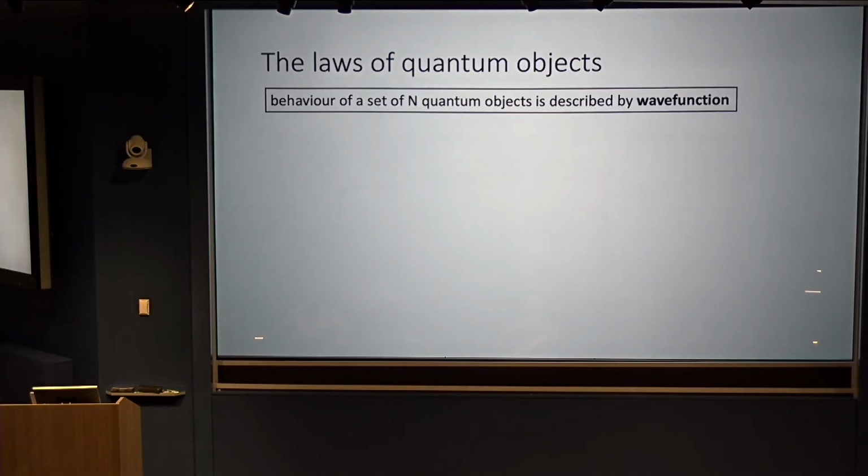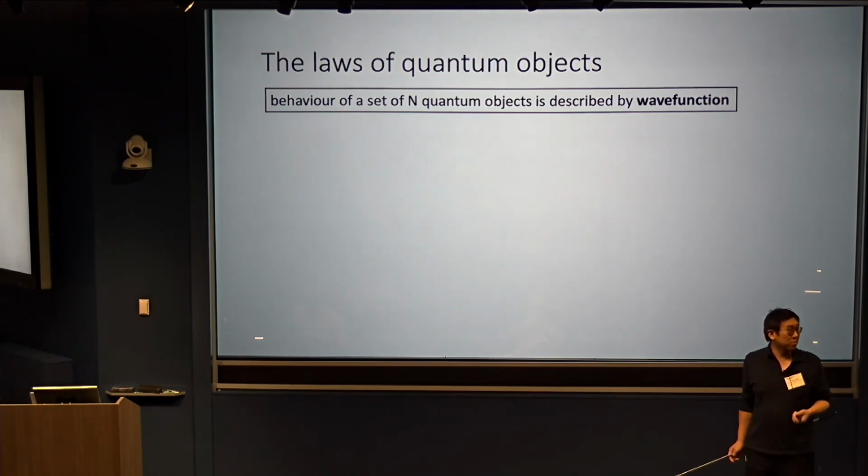Now I don't have time, of course, to give a lecture on quantum mechanics, and that's not really the purpose of this talk. But the most important idea that you have to carry in your head is that if you have a set of, say, n quantum mechanical objects, n atoms or n electrons, and so on, then the collective behavior of the set of objects is described by a mathematical object known as a wave function.